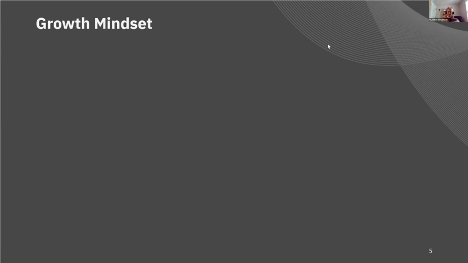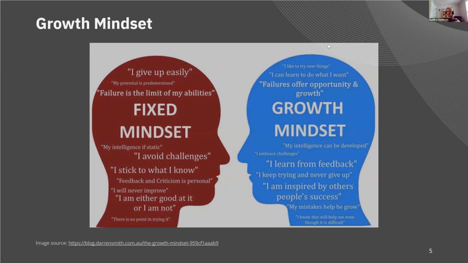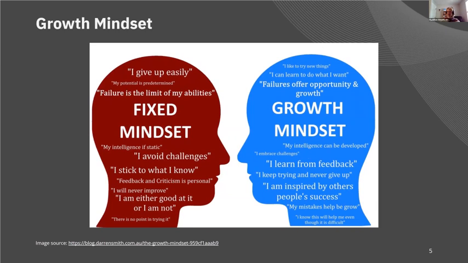So growth mindset is a term popularized by Carol Dweck. She wrote a very influential book in 2006, and fun fact, I actually read it last semester, so I'm still kind of geeking out about it. But she introduced these concepts of growth mindset as opposed to a fixed mindset.